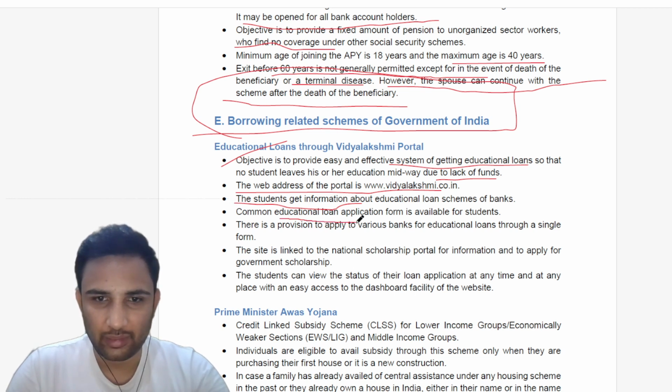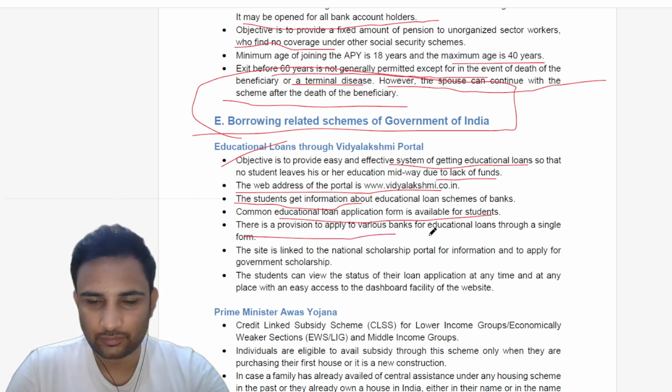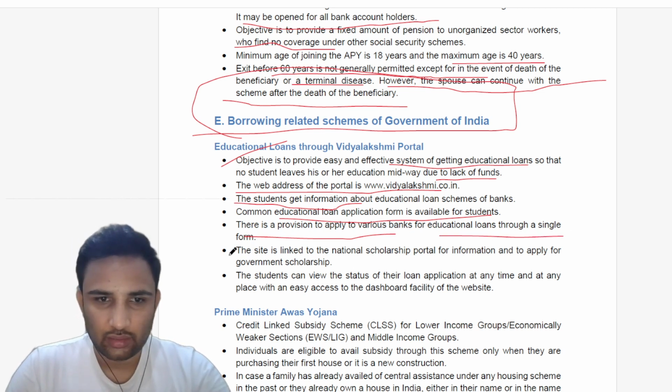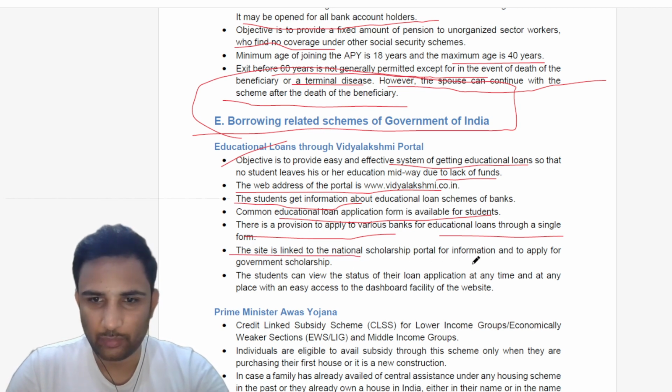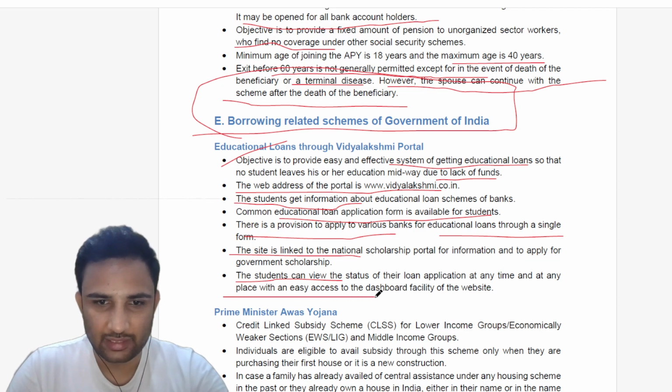Common educational loan application form is available for students. There is a provision to apply to various banks for educational loans through a single form. The site is linked to the National Scholarship Portal for information and to apply for government scholarship. The student can view the status of their loan application at any time and at any place with an easy access to the dashboard facility of the website.